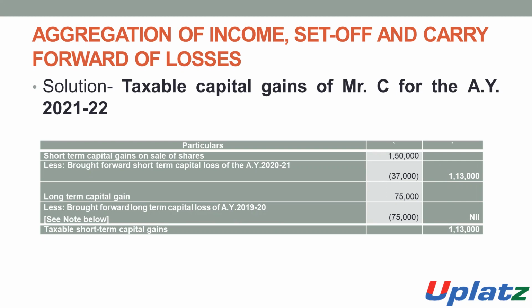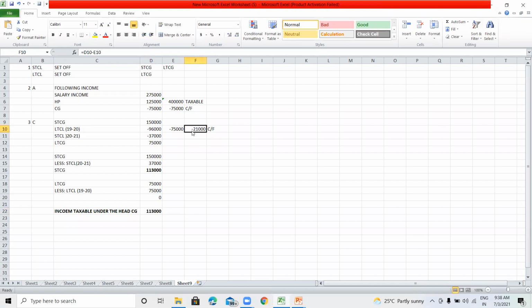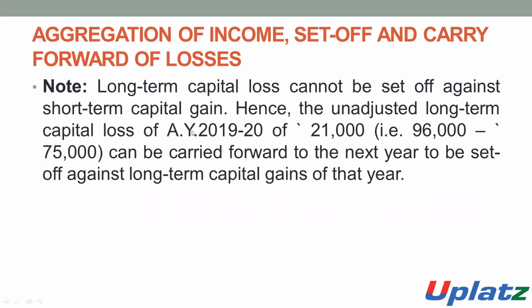On the basis of this example, we have understood how we will determine the amount which will be taxable under the head of capital gain after adjusting the losses. The long-term capital loss cannot be set off against the short-term capital gain. Hence, the unadjusted long-term capital loss of 21,000 rupees we will carry forward to the next assessment year, and we will set it off in the next assessment year when there is any long-term capital gain.